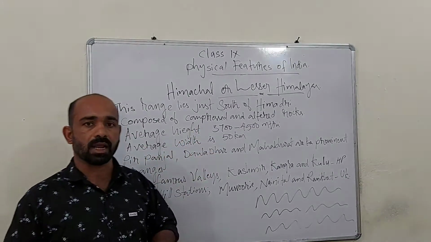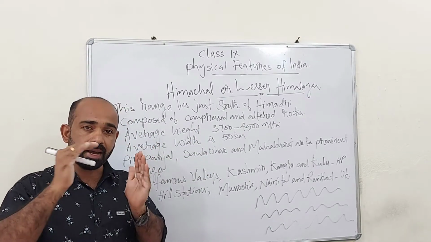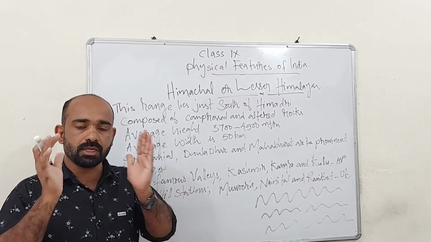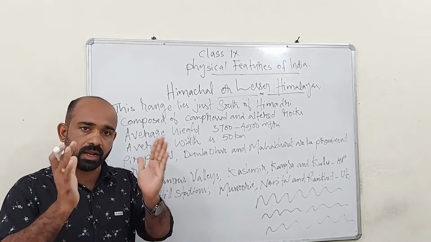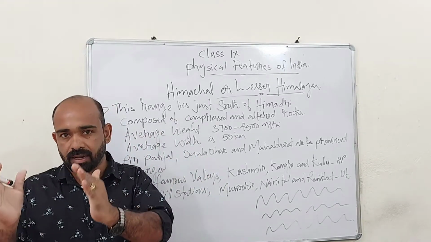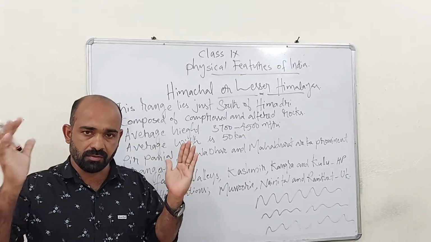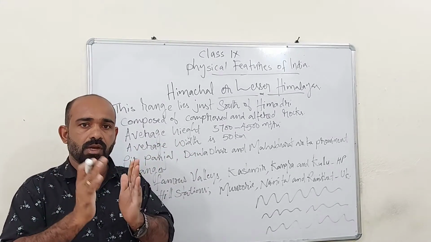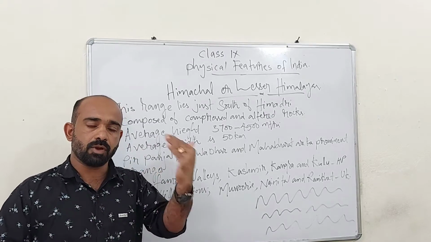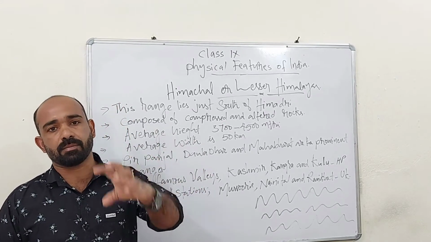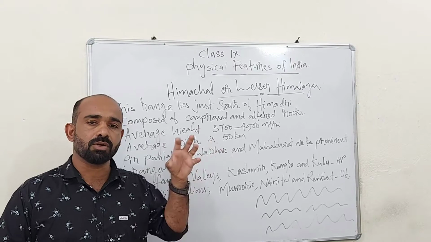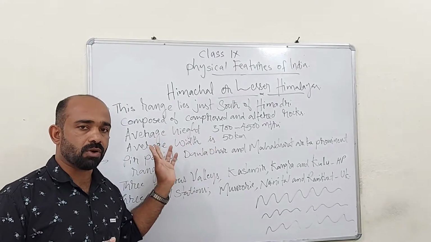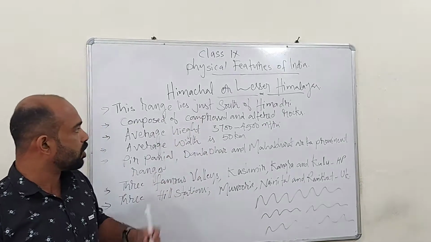And this range is composed of highly compressed and altered rock. What is this highly compressed? Because this range is located in between Himadri and Shivalik range, so this is compressed rock and altered. Because of the excessive heat and pressure, this range is almost like metamorphic rock. Some changes are happening in this rock. That is why it is called highly compressed and altered rock.